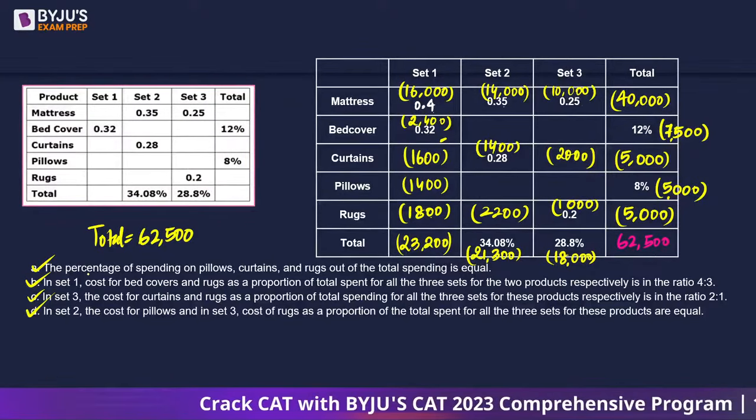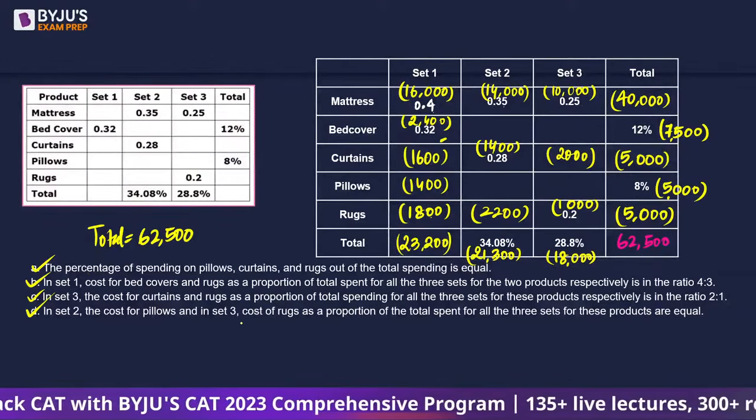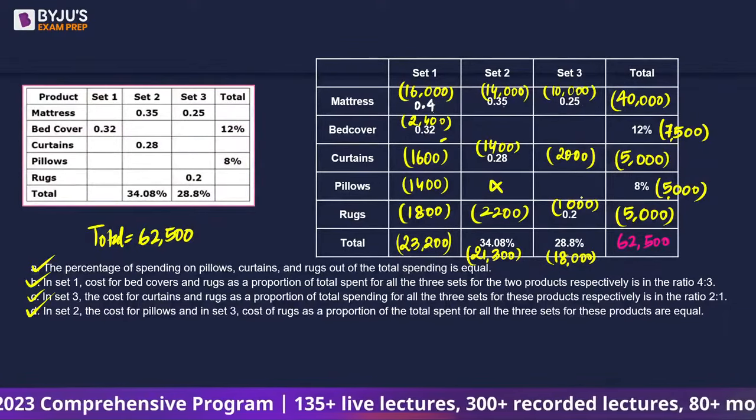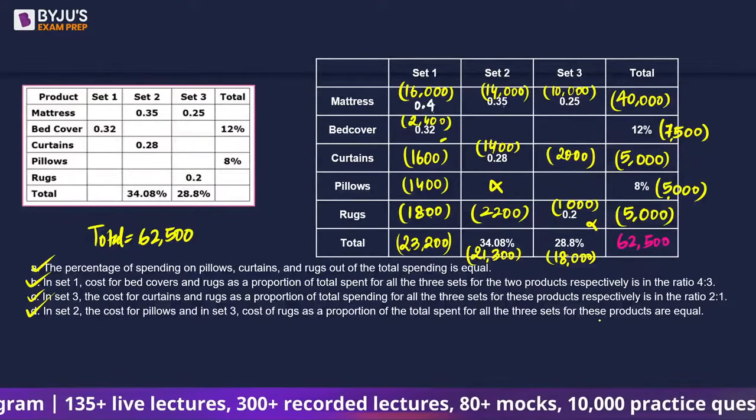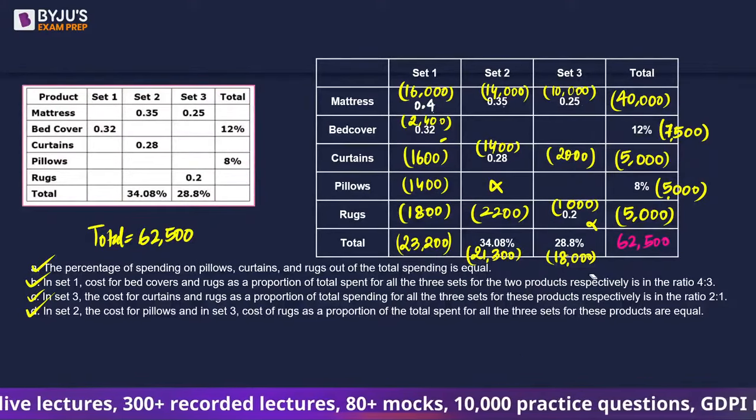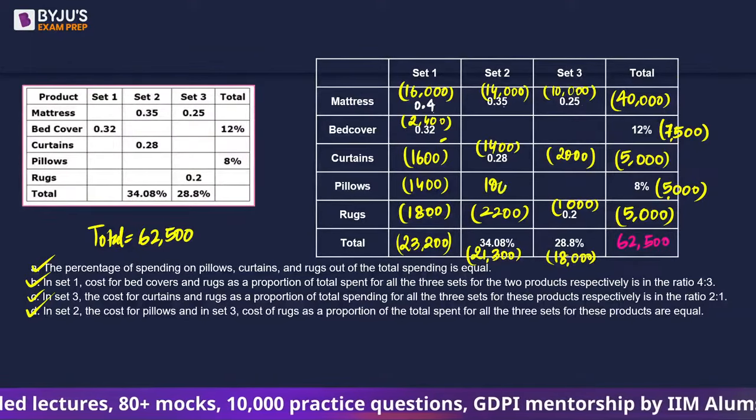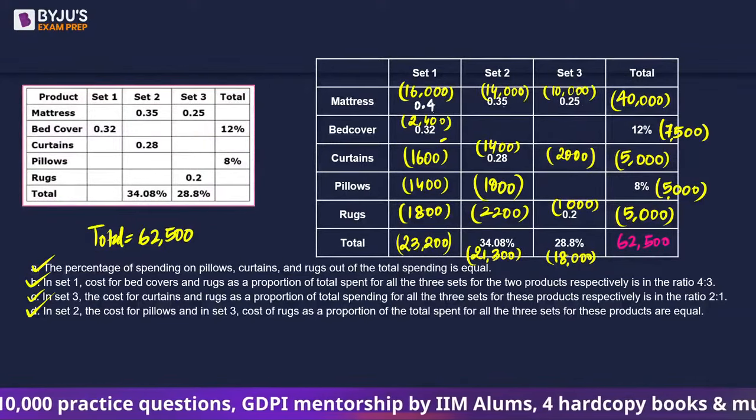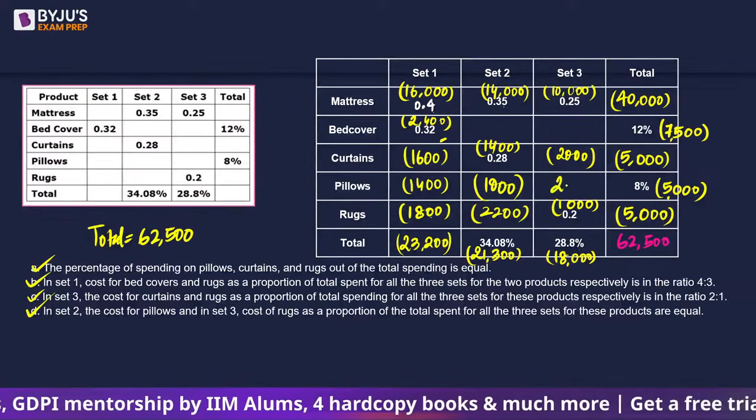Okay, next statement. In set 2, the cost for pillows, as in this one, and in set 3, the cost for rugs, they are equal. Acha. So that means if that is 1000, this is also going to be 1000. Now the table will be complete. 1400 plus 1000 is 2400. We need overall 5000. So this is going to be 2600.